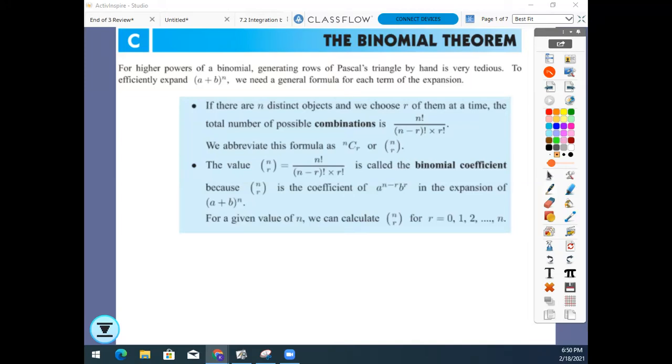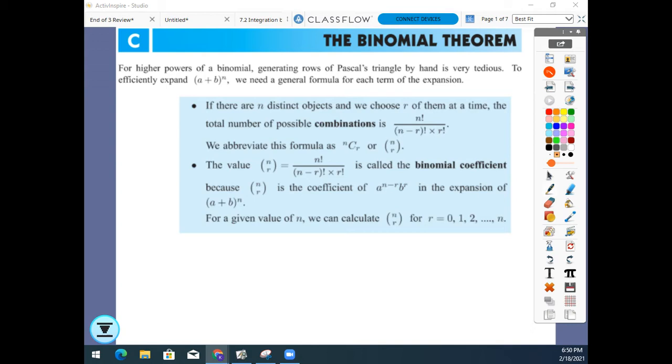So letter C is a way that we can actually expand binomials without using Pascal's triangle. I will say typically my kids like the triangle better, but there's just times where this works a little bit easier when it's a bigger number.